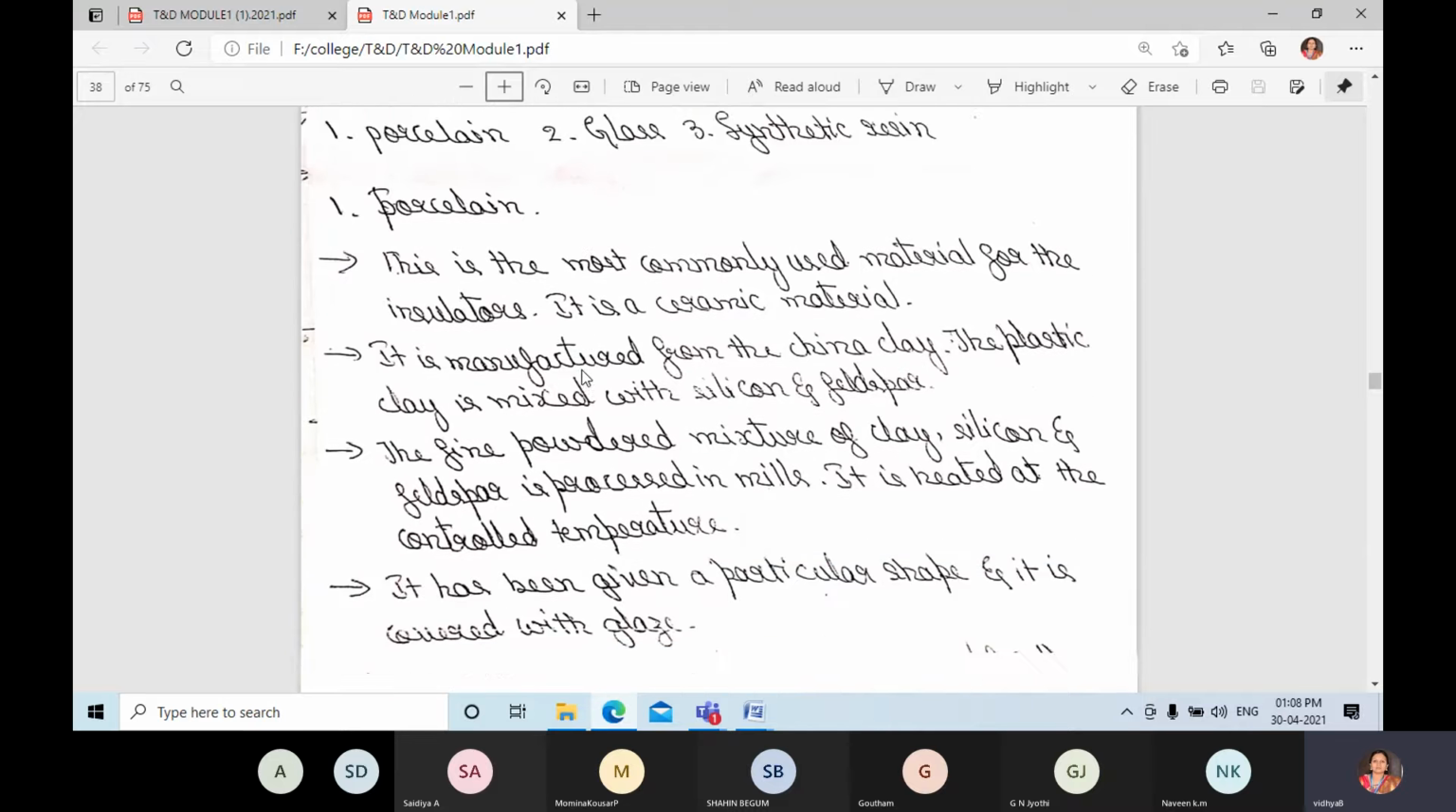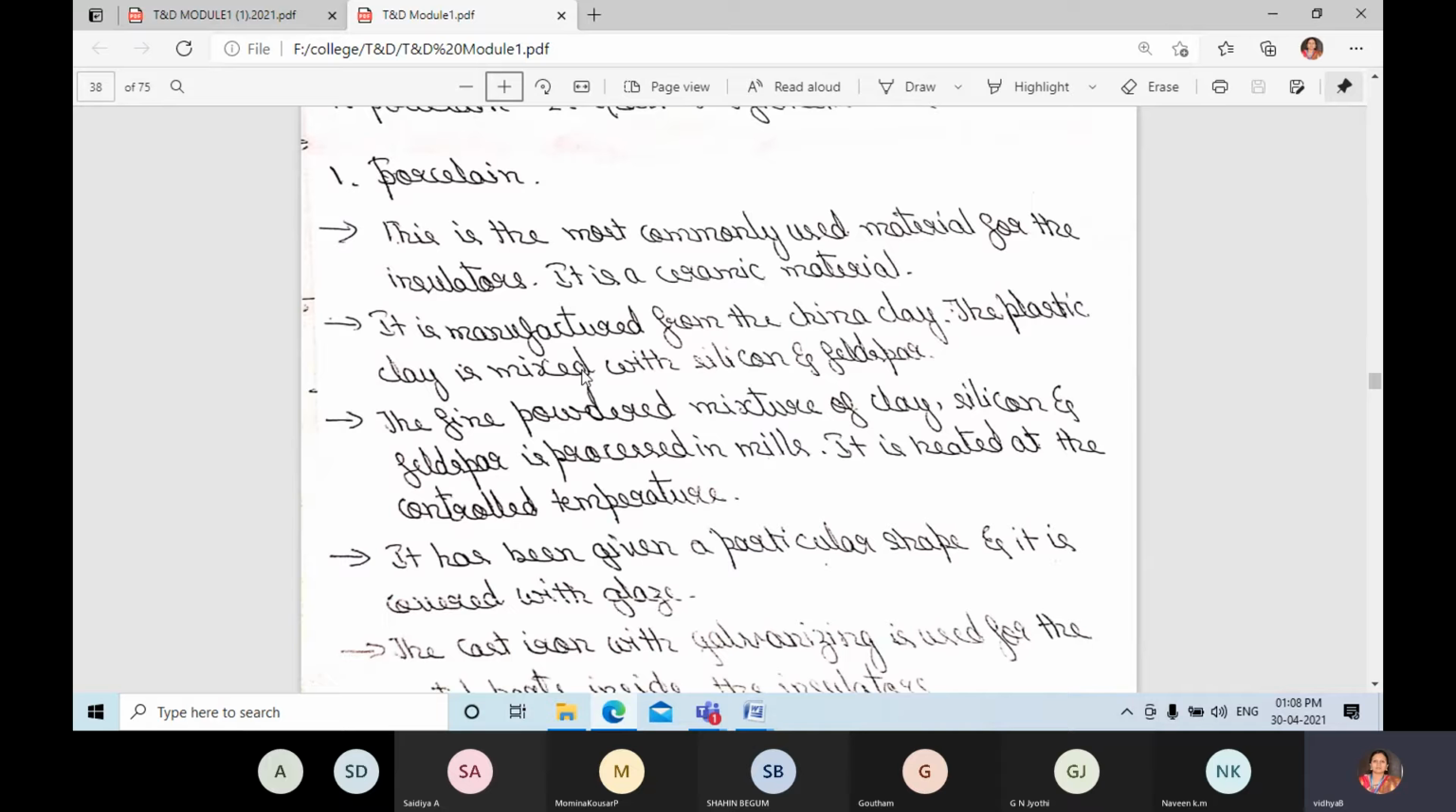The fine powdered mixture of clay, silicon and feldspar is processed in mills and heated at a controlled temperature, and it is given a particular shape for the insulator and covered with a glaze of glass. Why are they covered with glass? So that it does not absorb dust.